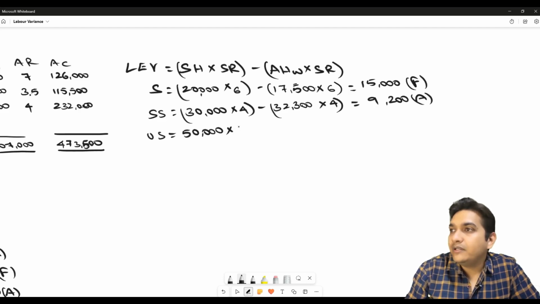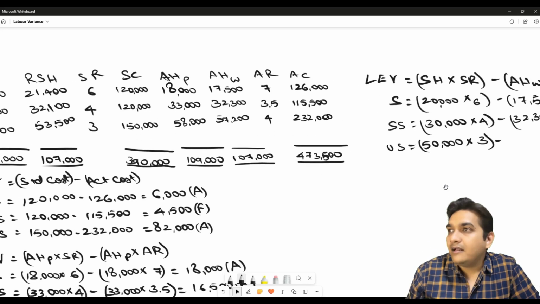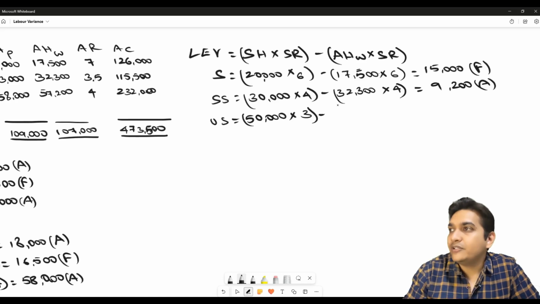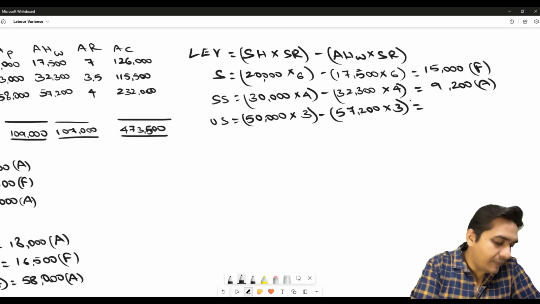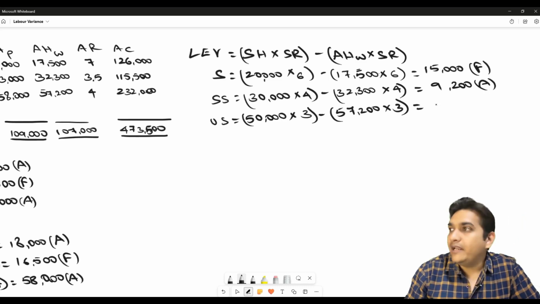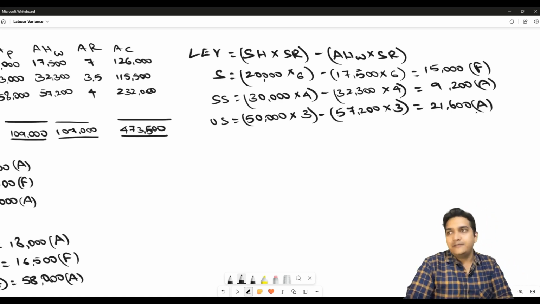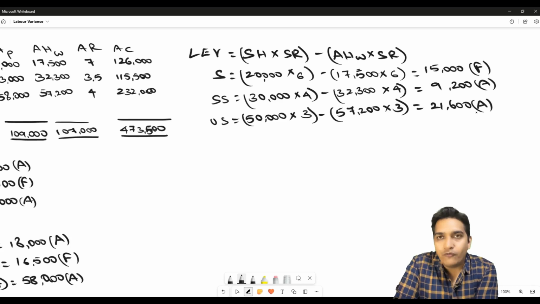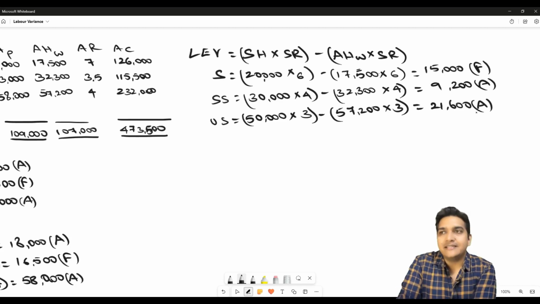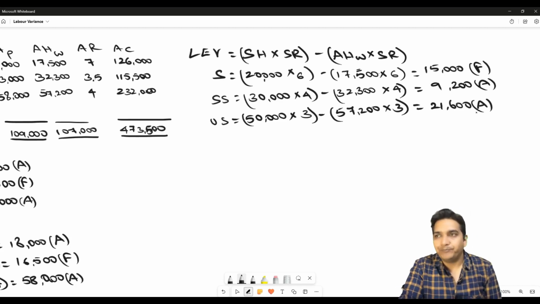50,000 into 3 minus actual hours is 57,200. Actual hours worked, not the actual hours paid, into 3, which is equal to 21,600 adverse. Now, before we move on to yield and mix variance, let us compute the idle time variances.